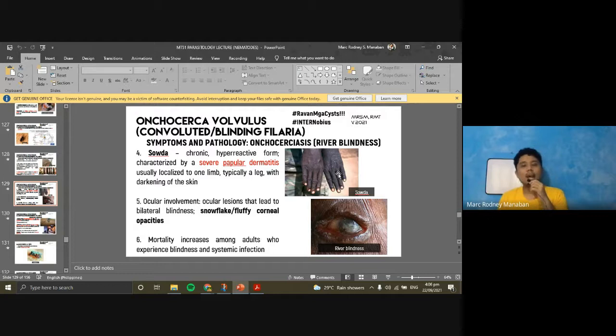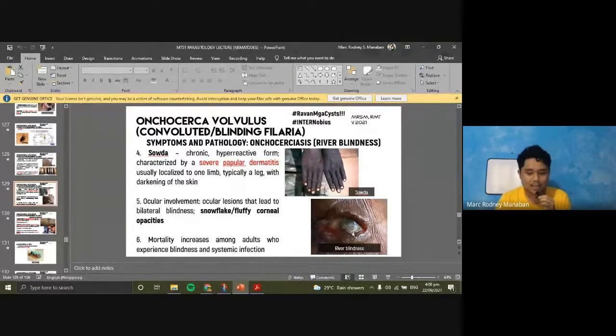All right, okay. And lastly, of course, the more serious complication good is this one. It involves, or it can involve the eyes, no? And once the Onchocerca volvulus migrate or maabot sa eyes, it can cause blindness. All right. Now, in the eyes, they produce what we call mga snowflake or fluffy corneal opacities.